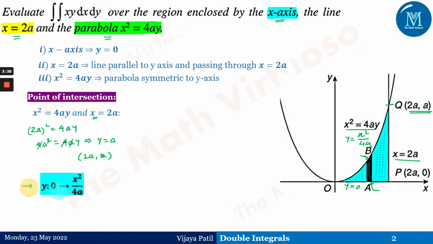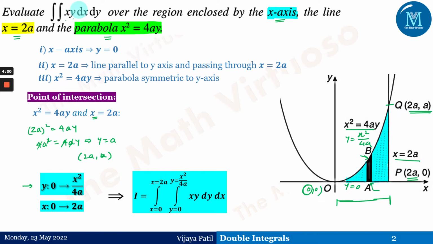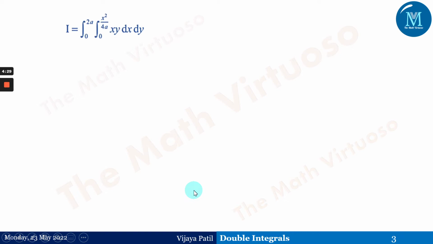So the limit of y is moving from 0 to x square upon 4a, and for the limit of x, if you observe here, this is the origin (0, 0). The movement of this particular strip from the origin to the point P would be from 0 to 2a, and therefore x is moving from 0 to 2a. We can rewrite this integral along with the limits: the innermost integral is with respect to y, because here we have taken a strip parallel to the y-axis. So y is moving from 0 to x square upon 4a, x is moving from 0 to 2a, of the function xy dy dx. Now we are left with the simple double integration of this function. This is the integral we need to find.